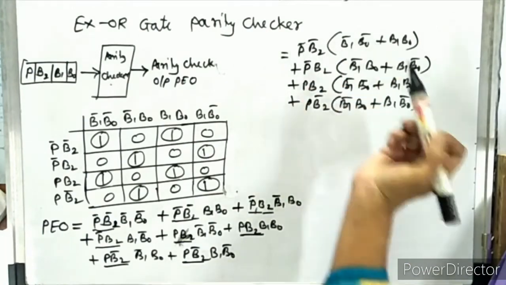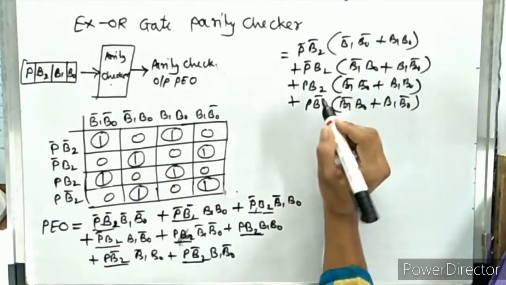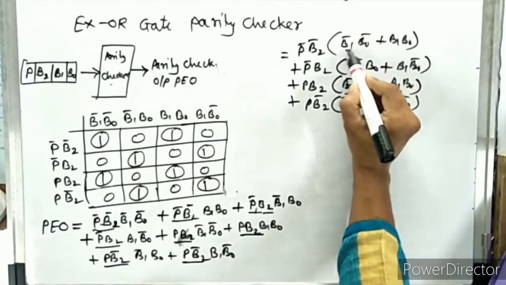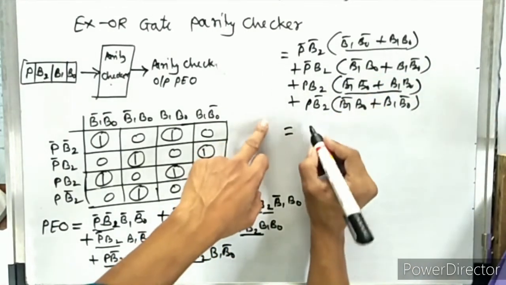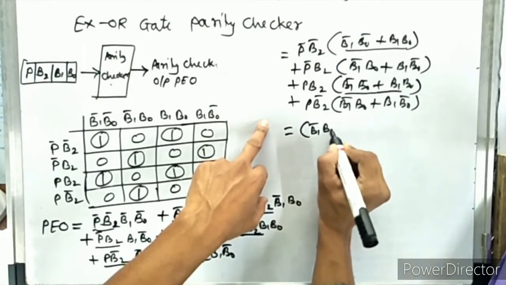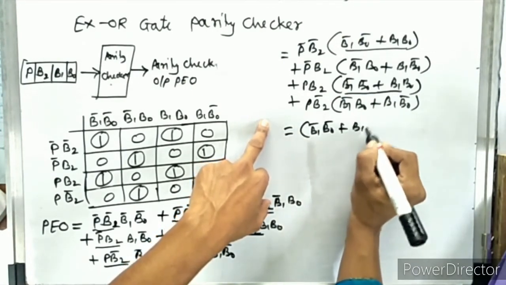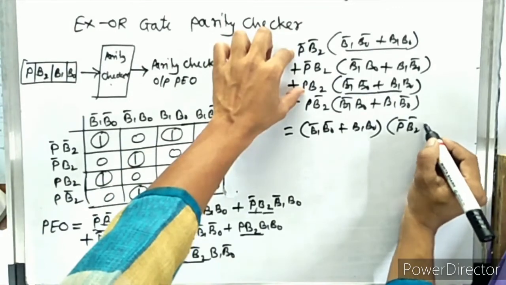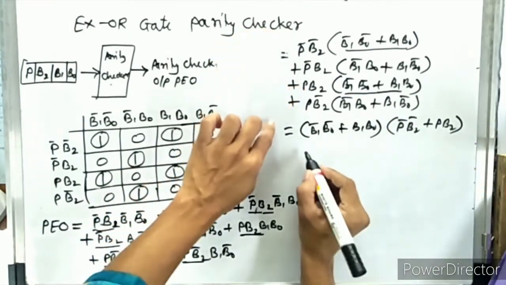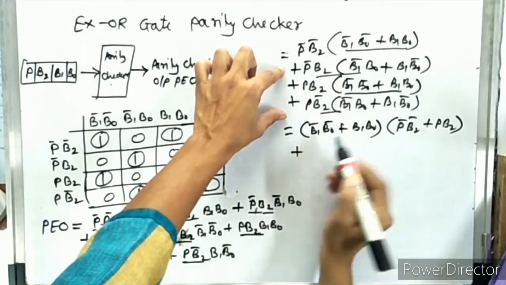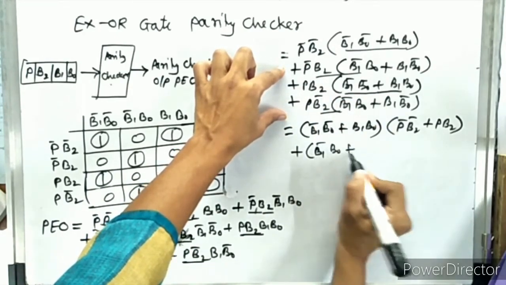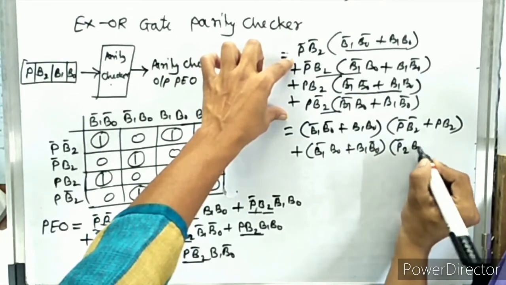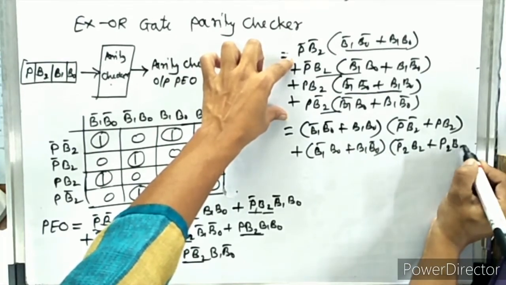So here from these two pairs we can take common this B1 bar B0 bar plus B1 B0, and we get here P bar B2 bar plus P B2, and from these two we get common B1 bar B0 plus B1 B0 bar. So here we get P bar B2 plus P B2 bar.